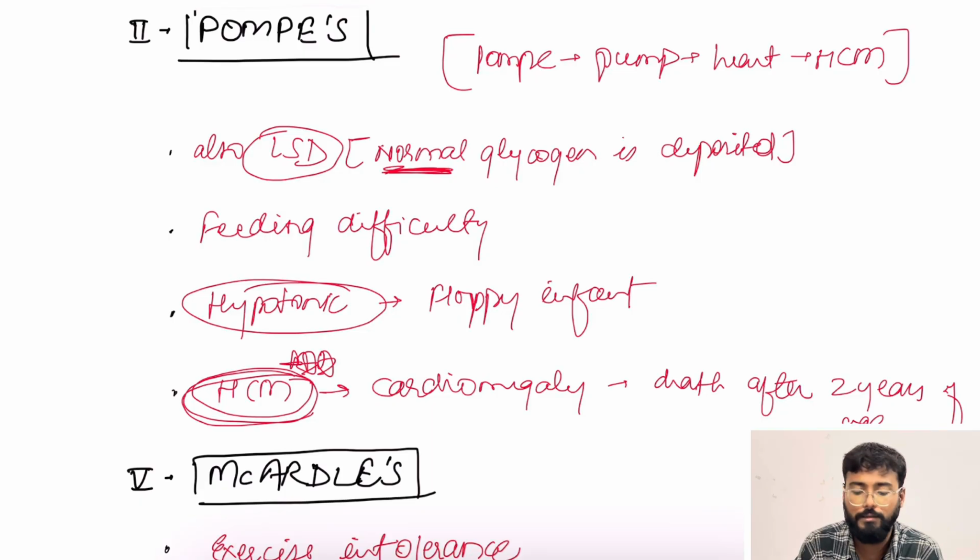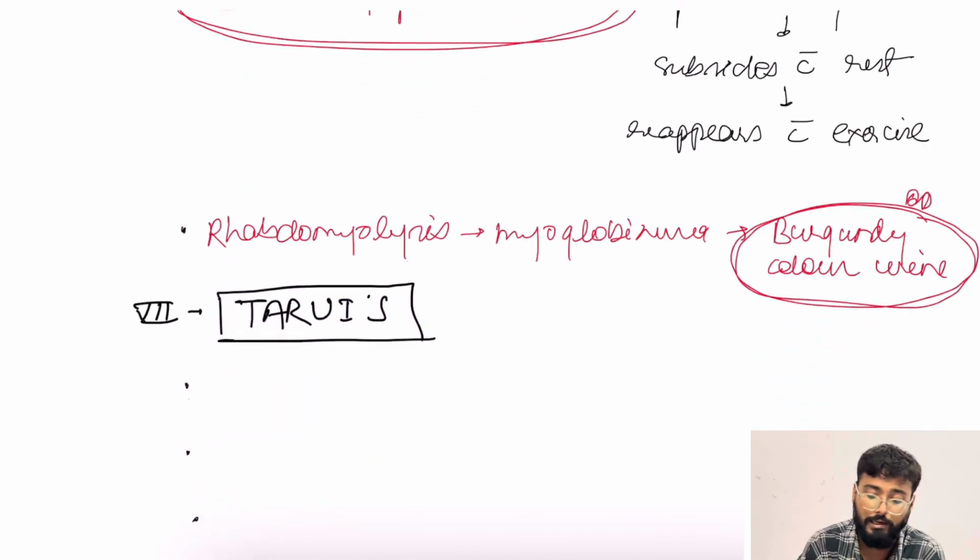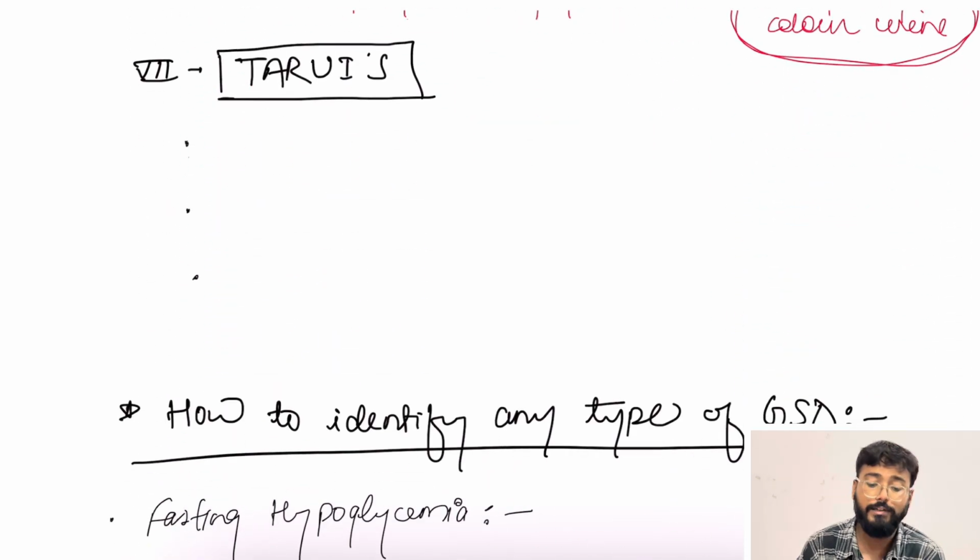And whenever you see hypertrophic cardiomyopathy, cardiomegaly, something related to heart, and the baby is hypotonic, with feeding difficulty, you are straight away going to mark Pompe's. So pump and Pompe's, that are related. The next one is your Tarui's.